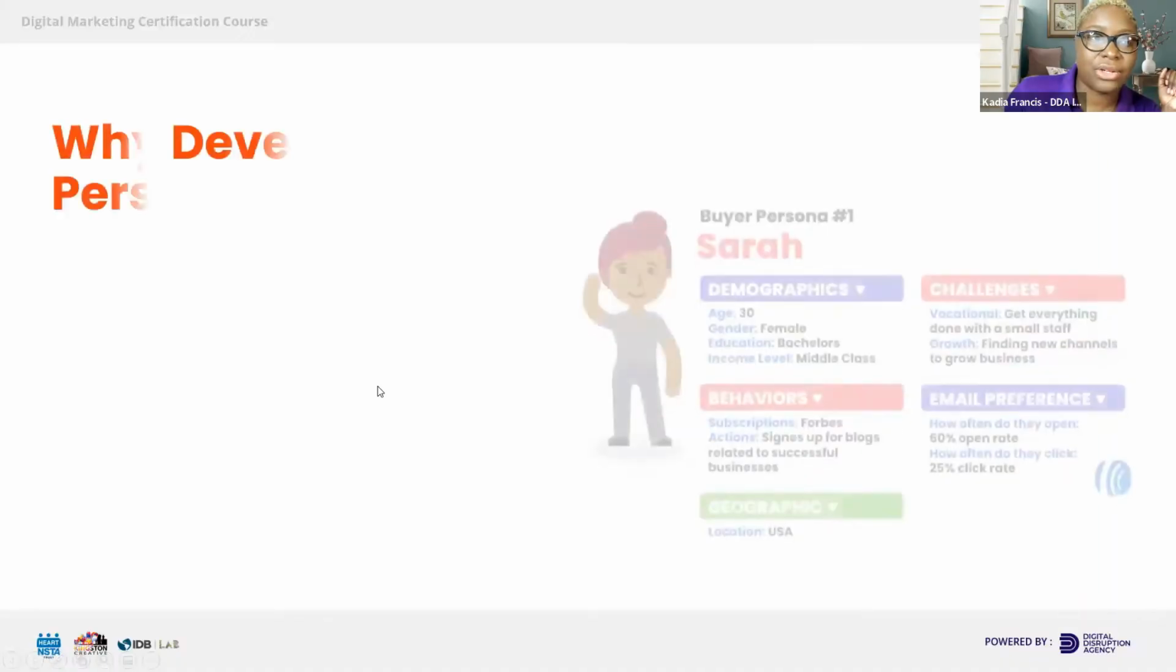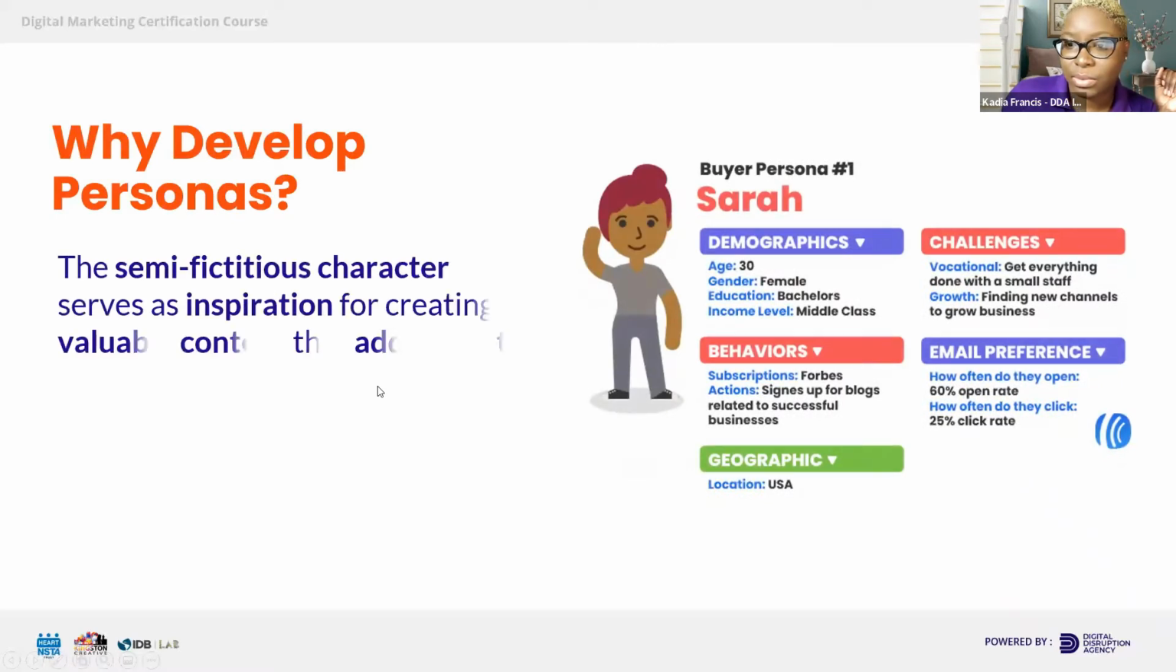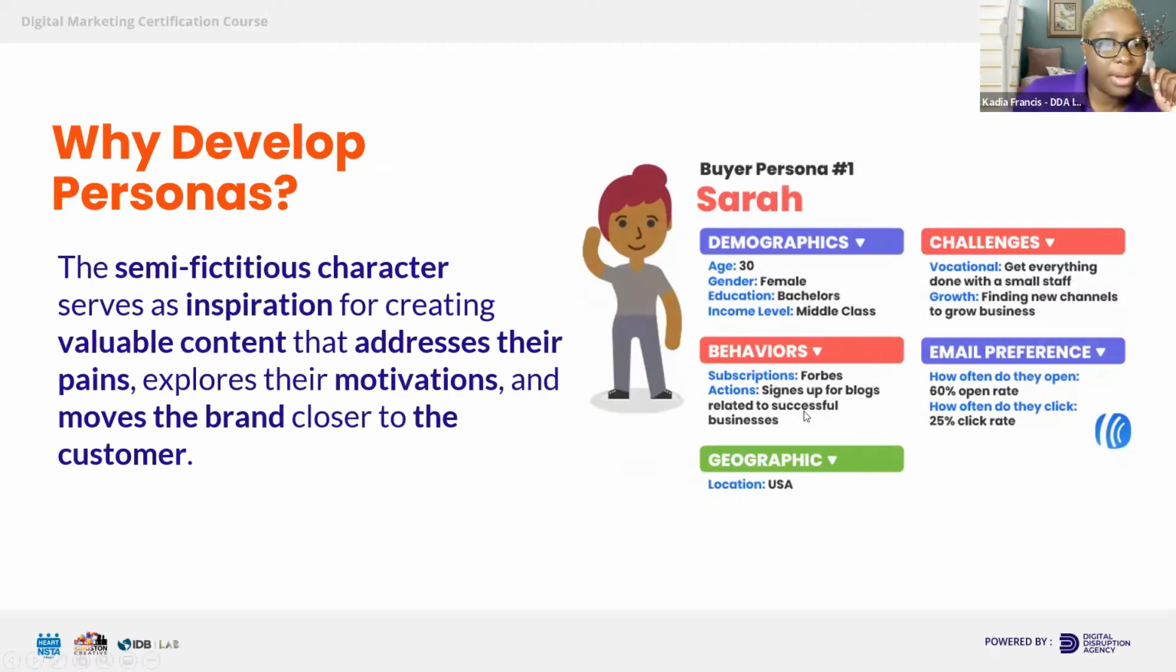Let's look at how this actually works. Here on the left hand side, you have another graphic, and this graphic says buyer persona one. Same thing as your target audience or your audience persona. And notice that they break it down into demographic, geographic, behavior, and then they have challenges, preferences, etc.